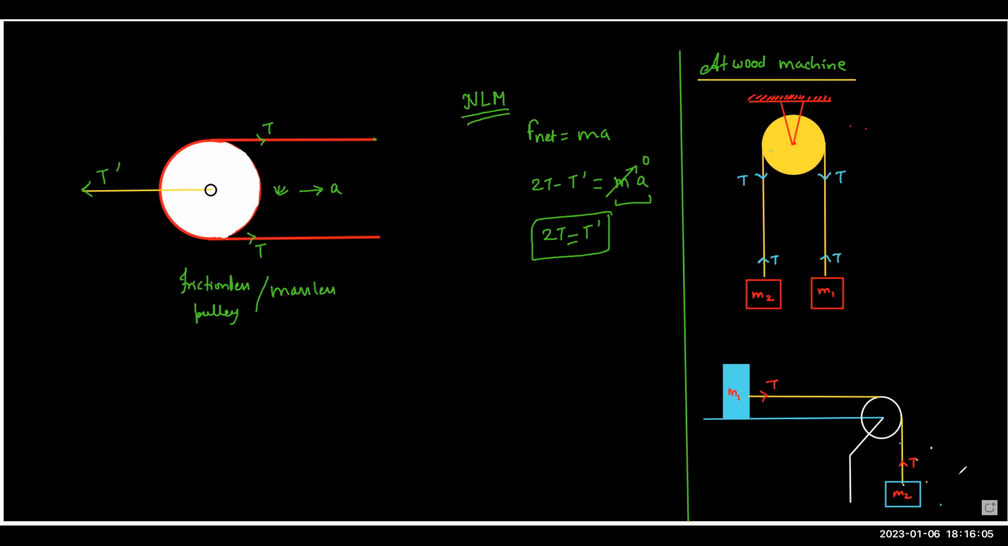Will it depend on mass? No. Will it be different? It's the same. Why same? Because the string is massless. Because the string is massless, it is passing over the frictionless pulley. Because the pulley is frictionless.